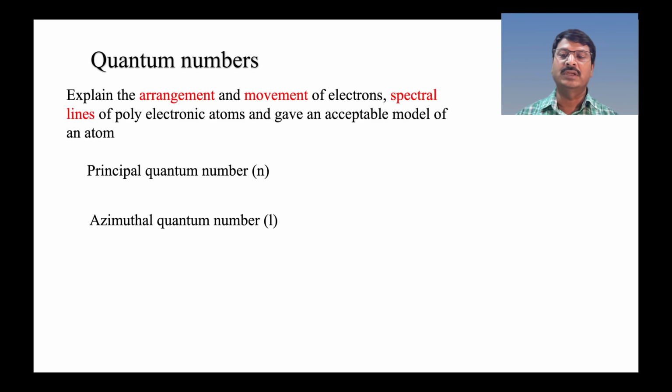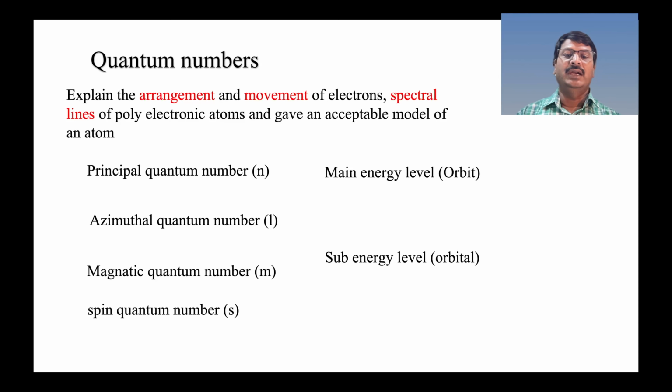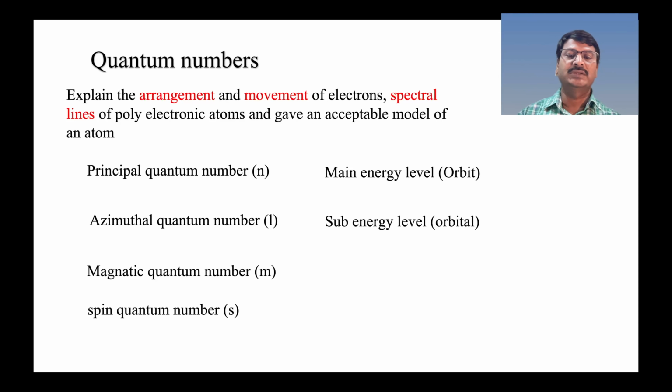One is the principal quantum number, azimuthal quantum number, magnetic quantum number, and spin quantum number. The principal quantum number gives information about the main energy level, which is where the electron is revolving around the nucleus. It is called an orbit. The azimuthal quantum number gives information about the number of sub energy levels in a main energy level. These are called orbitals. The magnetic quantum number gives information about the orientation of the orbital. And the spin quantum number gives information about the spin of the electron.